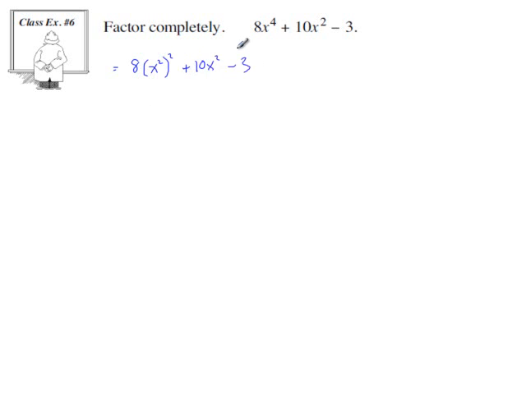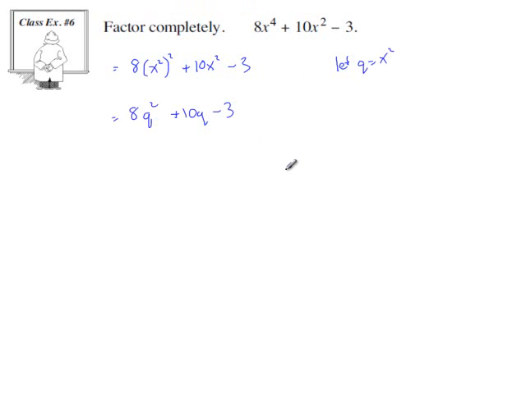Now this looks like I'm going to have to do decomposition. So I will replace my x squared with another variable. So I can say, let q equal x squared. So wherever I see an x squared, I can put a q instead. So then I'll end up with 8q squared plus 10q minus 3.